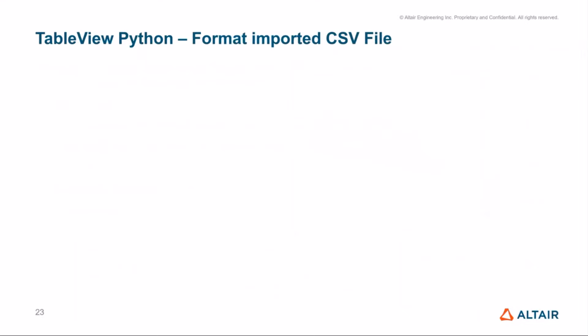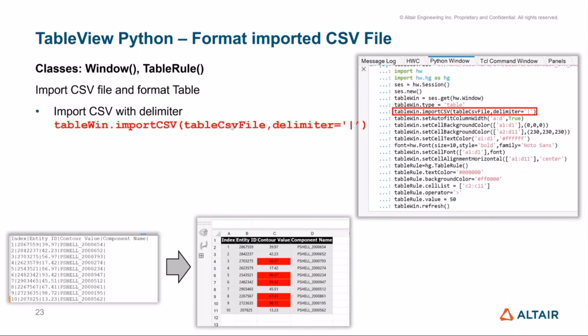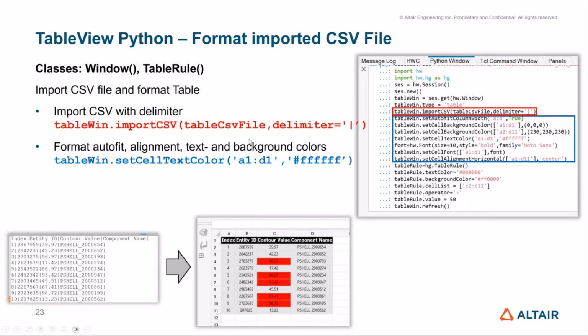So, a quick demo in detail. For this demo, I use two classes, the window and the table rule class. I will import a table CSV. You see here on the lower left the screenshot from this table CSV. It has no commas, so it has type symbols. So I can also use, like in table view, the delimiter function to do it. Then I can do all the formatting, auto-fit, text, background colors, etc.